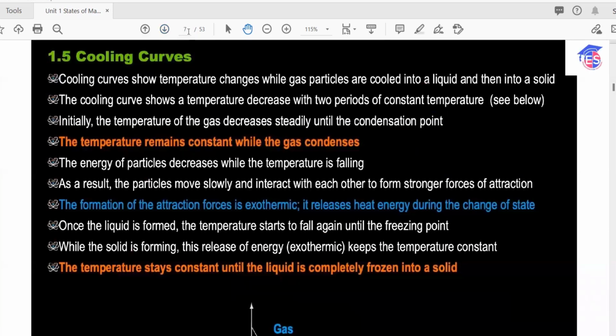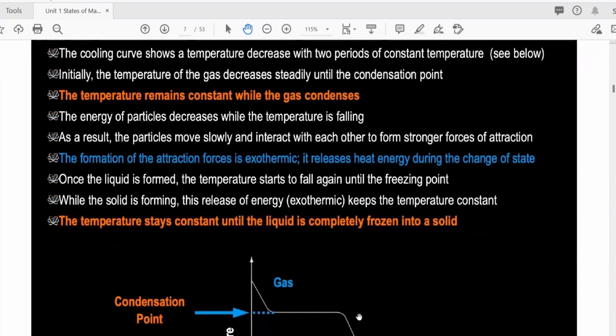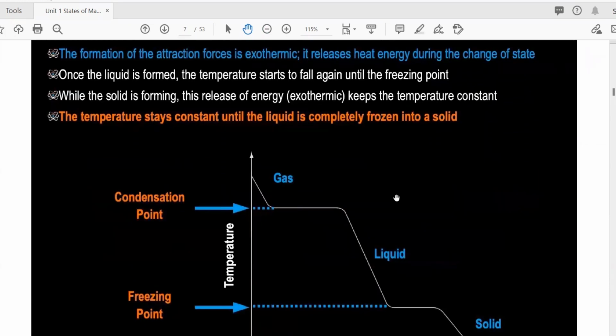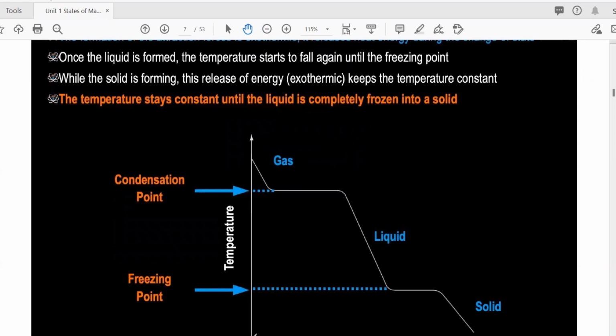A cooling curve is the opposite of the heating curve. Very simple. For example, if I make a diagram for you, it will be like this. See here, when we draw the heating curve, we draw it like this. We went from here like this, then we become straight, then we go up again like this, then we become straight, and then we go up like this. So this was the heating curve.